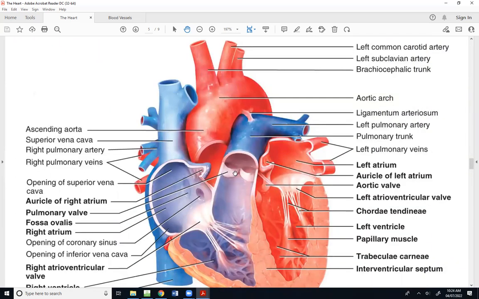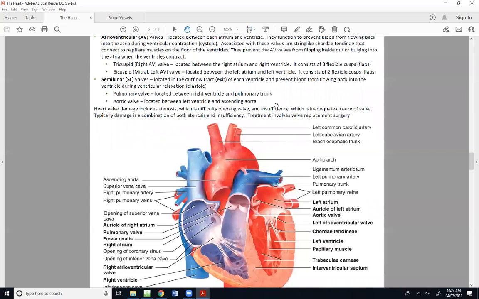You get a good view here of the pulmonary valve, which is located between the right ventricle and the pulmonary trunk. This is what opens up to allow blood to leave the right ventricle and go into the pulmonary trunk and pulmonary arteries. Then you don't quite see as well here, but it is right there, the aortic valve, which is between the left ventricle and the aorta, and therefore allows blood to leave the left ventricle to go into the aorta to then be delivered to all the tissues of the body.